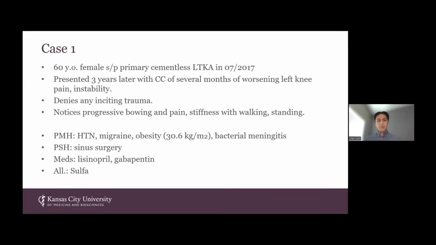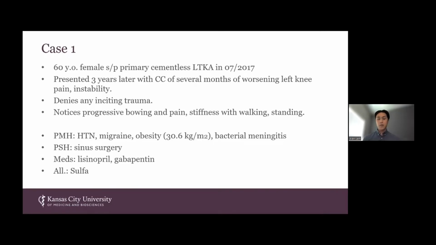She is a 60-year-old female status post primary cementless left total knee performed back in 2017. She said she had been doing well, but presented to clinic 3 years later with a chief complaint of several months of worsening left knee pain as well as instability. There was no inciting episode or trauma that caused the left knee pain. She does mention, however, that she noticed progressive bowing of the legs over time, as well as increased pain and stiffness with any sort of weight bearing on that left leg.